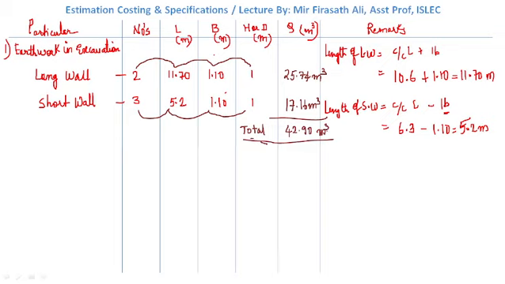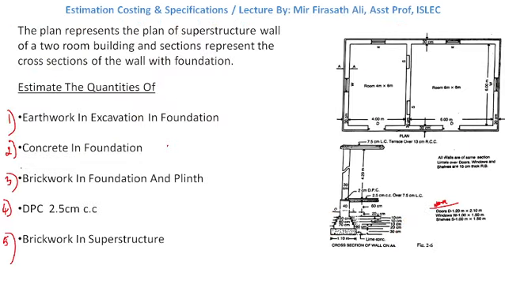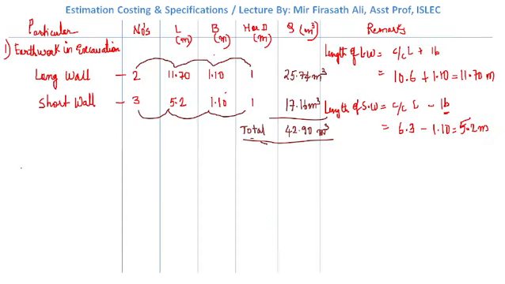Meter cube. The next step will be similar to this. After determining earthwork in excavation, our step 2 is concrete in foundation, to determine the quantity of concrete, or we also call it lime concrete in foundation. It is very simple and very similar to the earthwork in excavation, we just need to change the height or depth. If we change that, everything will be similar.